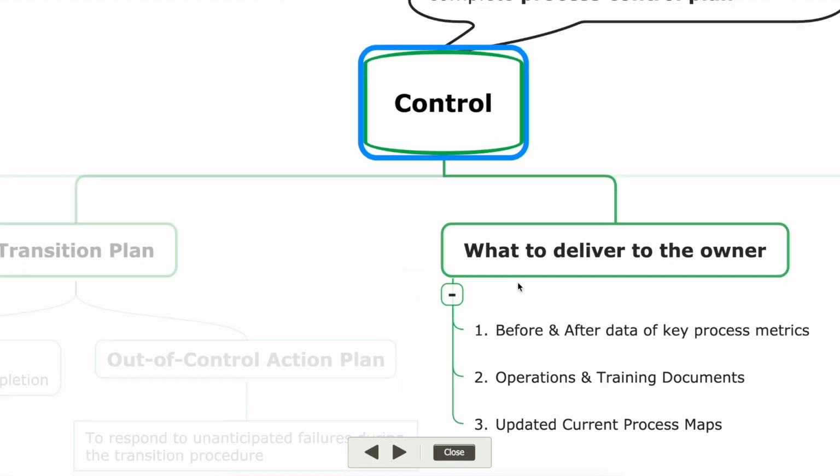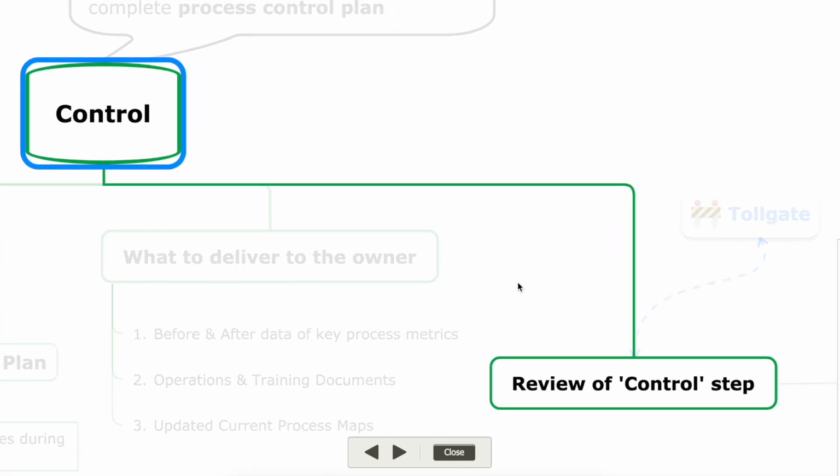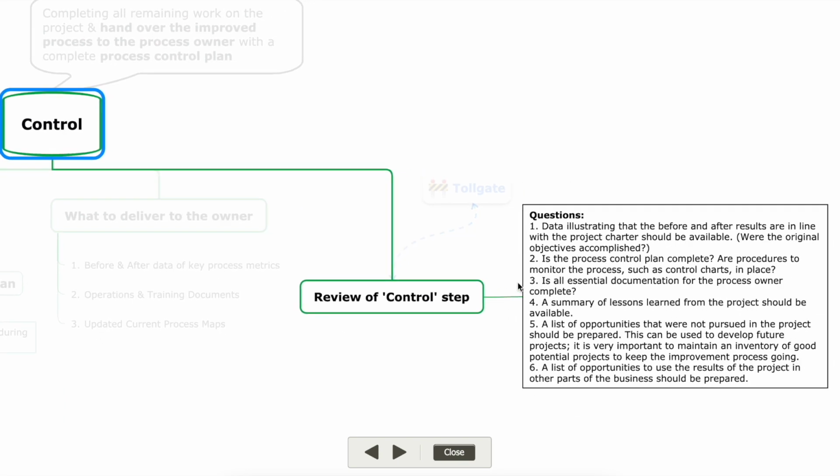So at the end it will be reviewed, as with the other steps, and the review will be done on the basis of these questions: Is the data illustrating that the before and after results are in line with the project charter available or not? Were the original objectives accomplished or not? Is the process control plan complete? Are the procedures to monitor the process, such as control charts, in place? Is all the essential documentation of the process owner complete?